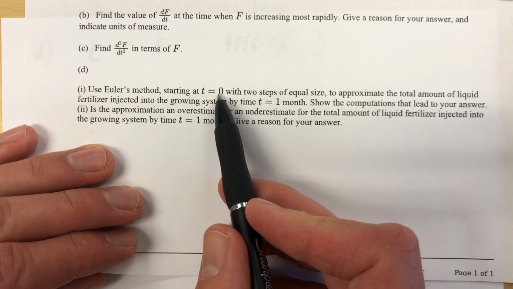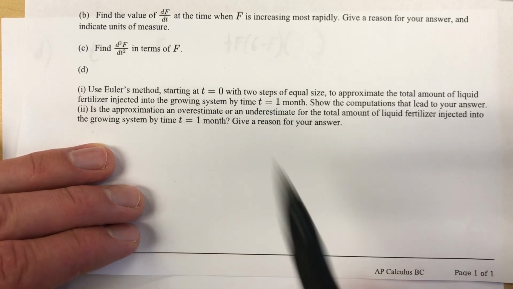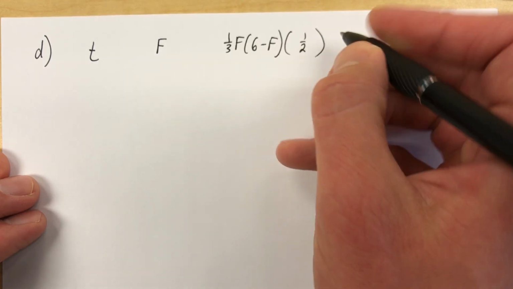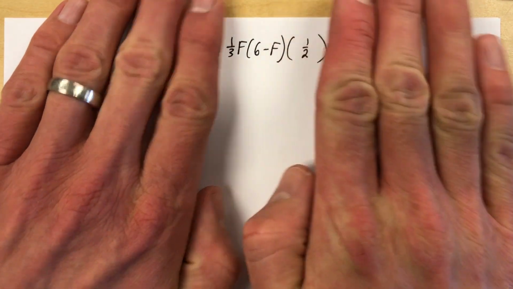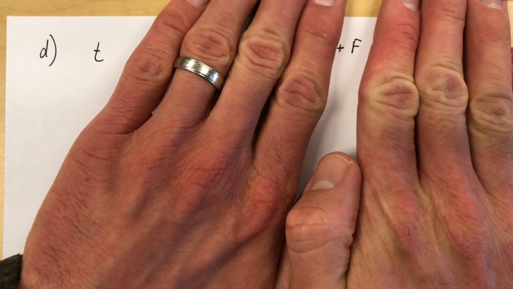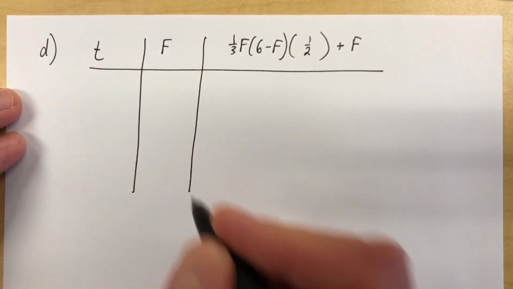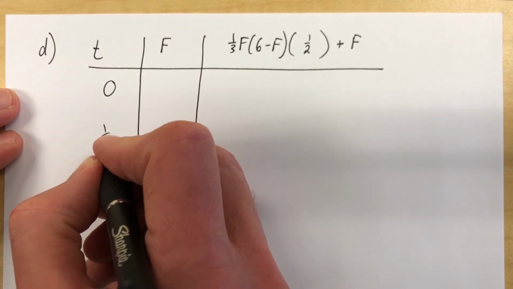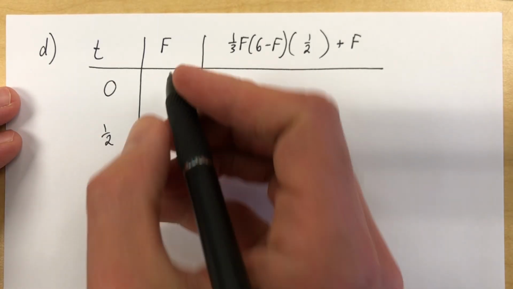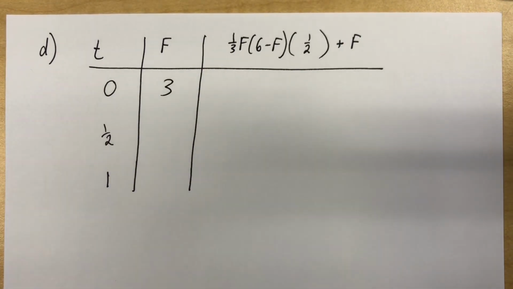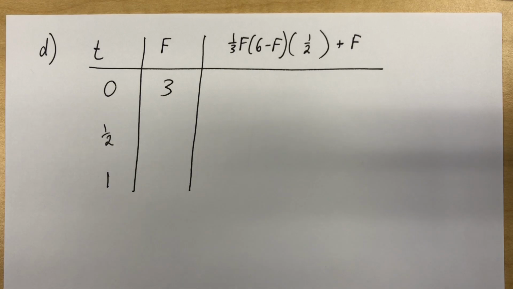Start at 0. End at 1. 2 steps of equal size. So we're increasing by 1/2 each time. So 1/2 each time, and then plus f. So here's your mx plus b. Okay. All this by hand, no calculator. 0, 1/2, 1. When you get right here, you finished. All right, at 0, we had 3. How do you know? They told you. It was right there. T equals 0, 3 liters of liquid fertilizer, and yeah, it was fun.